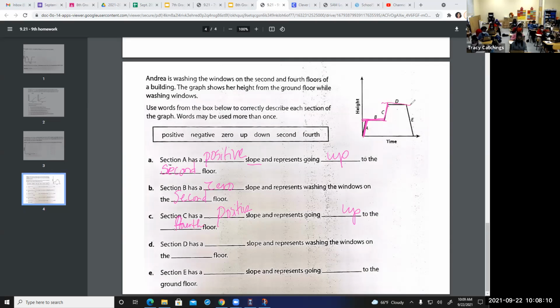Section D has a 0 slope. Good job. And represents washing the dishes on the. Section E has a. And we're going. Good job.